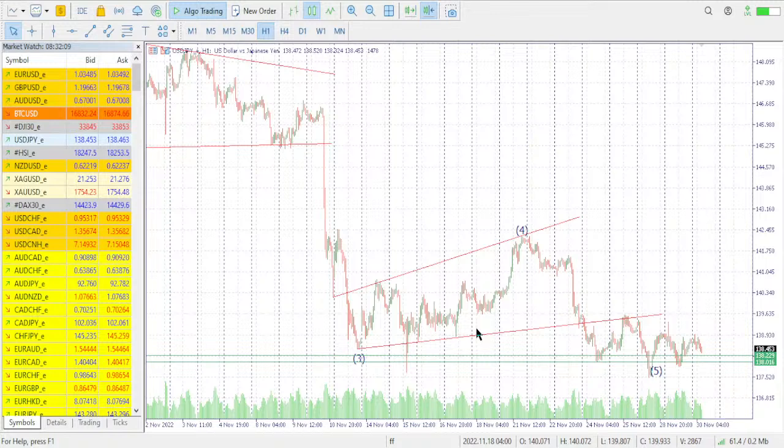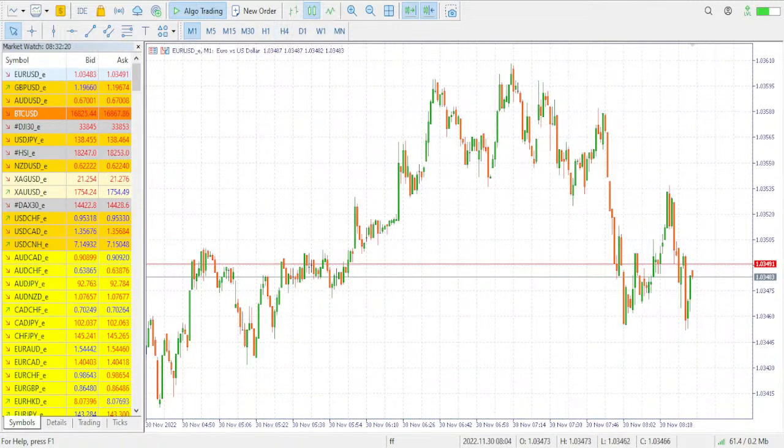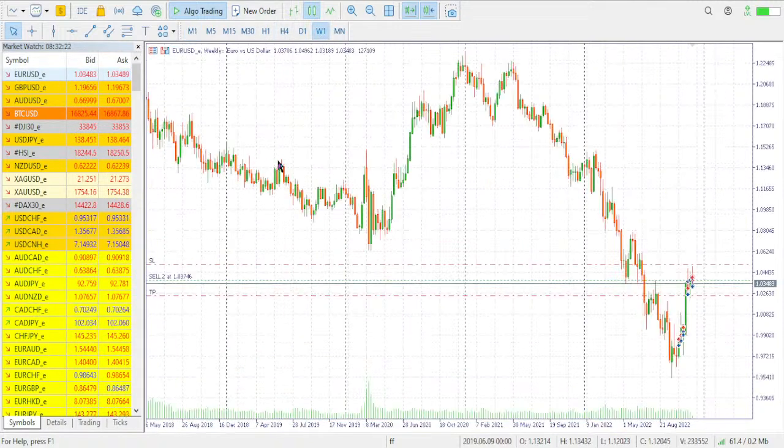So this is the last day of the month, 30th of November. So I'd like us to start analysis with Euro USD. We have it here. We'll look at it from the monthly time frame. So I'll delete the trades we are having on our screen.